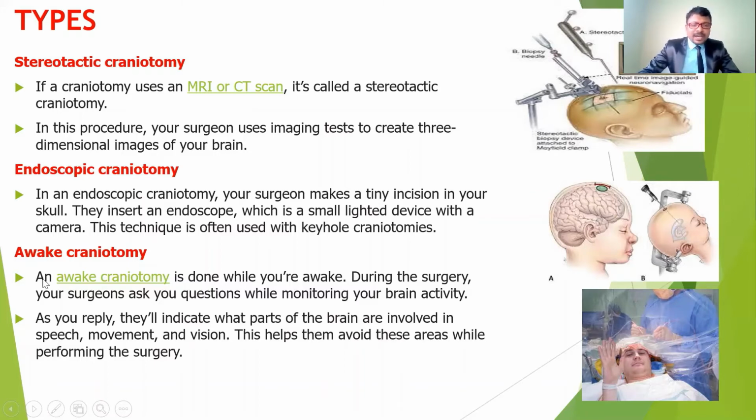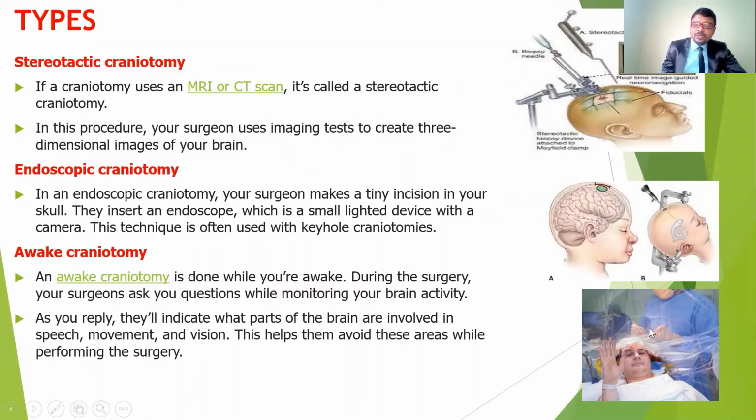And also next one is the awake craniotomy. Awake craniotomy means the patient is going to be awake during the surgical procedure. During the surgery, they're going to talk with the patient. Then they're going to stimulate the areas, especially for speech and language, motor response and some reflexes. They will stimulate inside the brain.